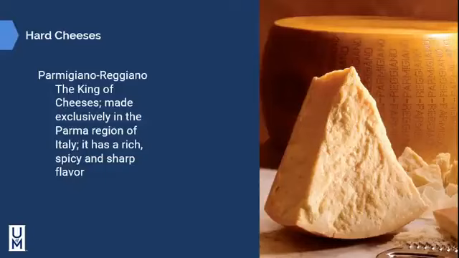And Parmigiano Reggiano, the king of cheeses, is made exclusively in the Parma region of Italy. It has a rich and spicy and sharp flavor. This is the cheese that is considered the grandfather of all cheeses in Italy. It was often used in Roman times to feed the Roman centurions, along with things such as bread and prosciutto.